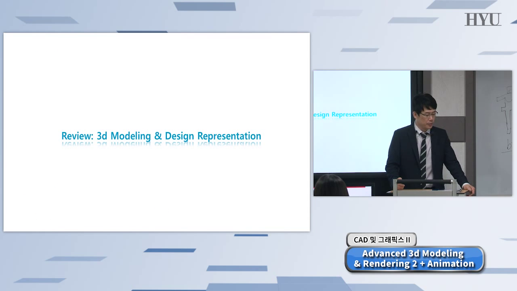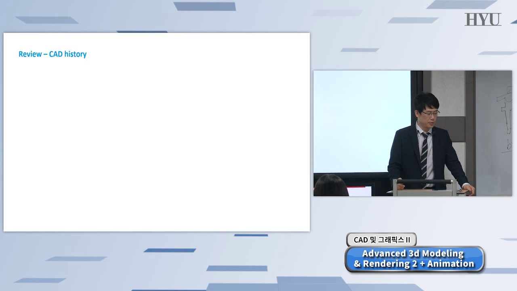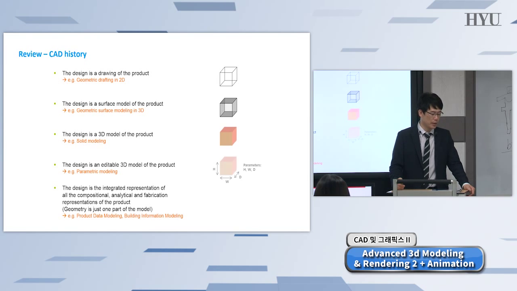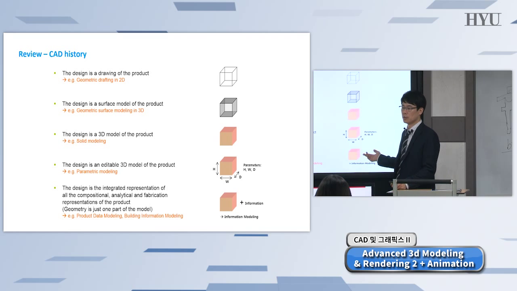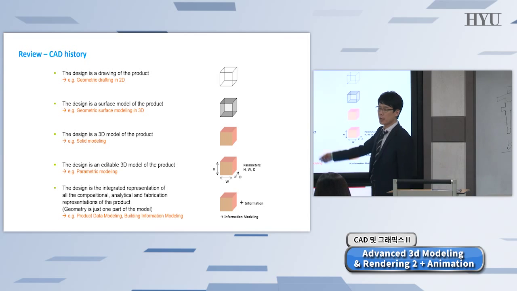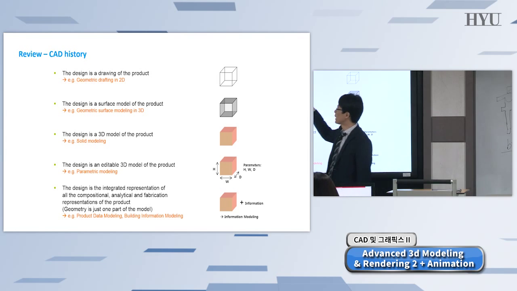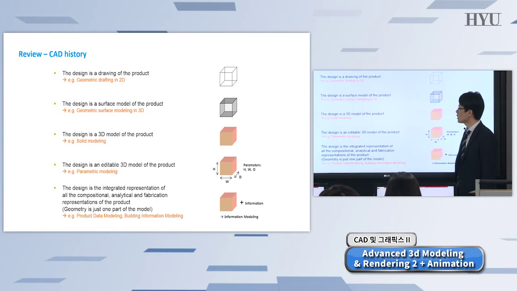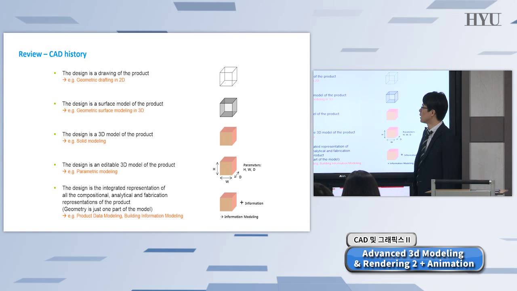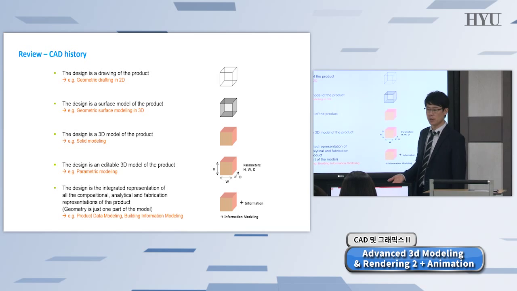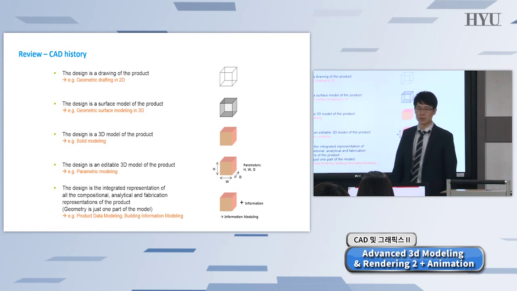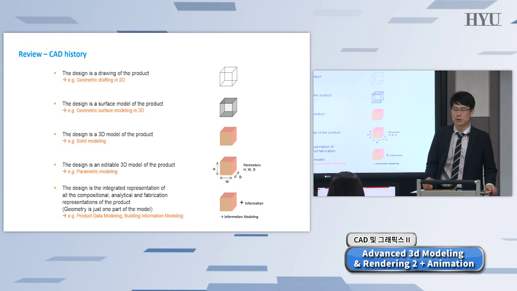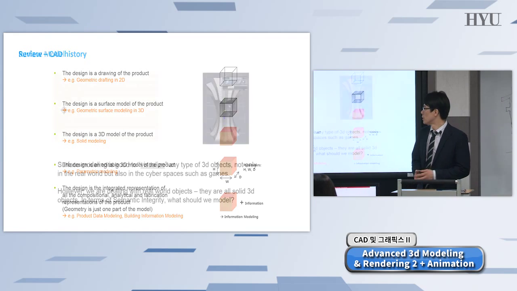Let's get started reviewing 3D modeling and design representation issues. This single slide diagram explains almost everything in terms of CAD history. I told you 3D Max, Rhino, SketchUp, they are dealing with this part, the surface-based 3D model. But actually, we are working with drawings too. Precision drawings by AutoCAD plans. Still, 2D images and 2D drawings are critical, especially in industry.